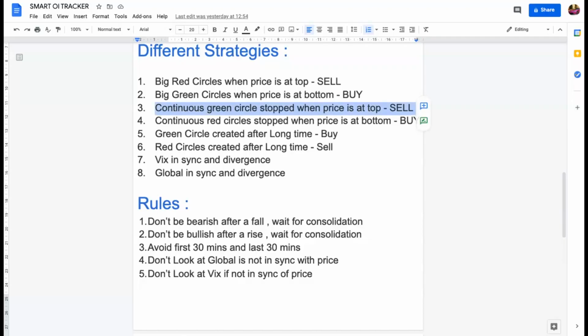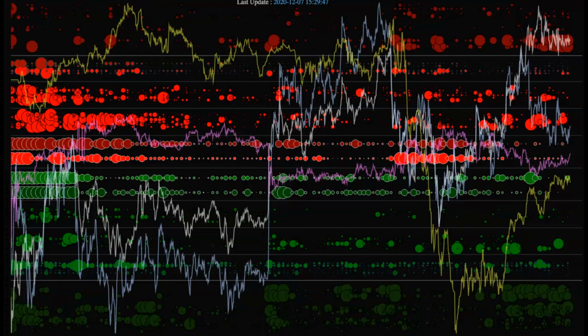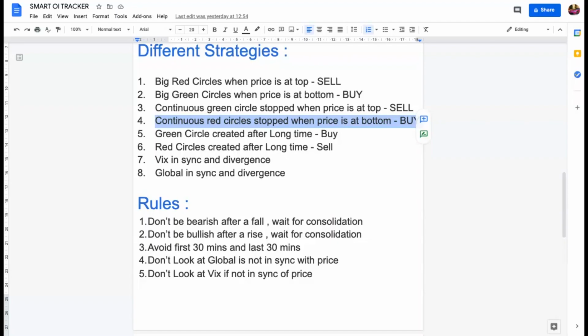Similarly, the other strategy is the opposite of that. There are continuous red circles when the price is at the bottom. After those continuous red color circles have stopped for some time, mostly the price will go up. So here is an example. The price fell down and there are continuous red color circles, and once those red color circles stopped, the price shot up. So this is the next strategy.